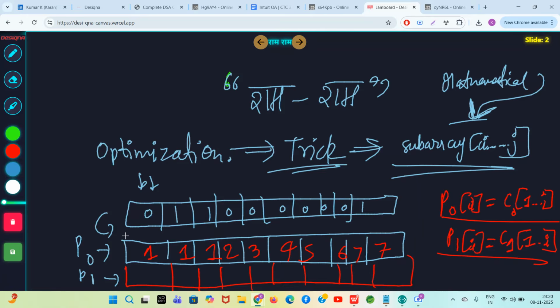So how many ones are there in this much part? No one is there, 0. In this much part there is a single one. In this much part there are two ones. In this much part nothing, 2 2 2 2 2 2. In the end it's becoming 3, right? In this much part how many ones are there? 3, right? So P0 array and P1 array is there.